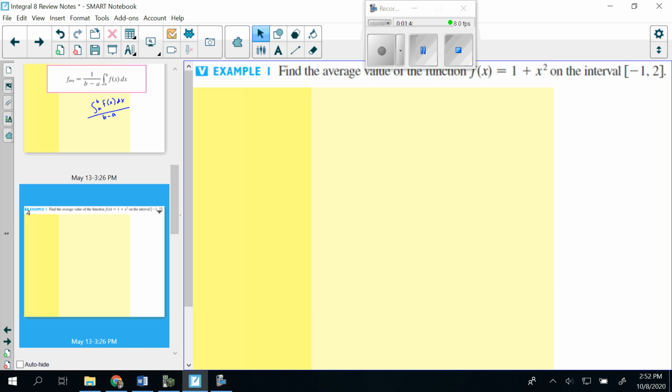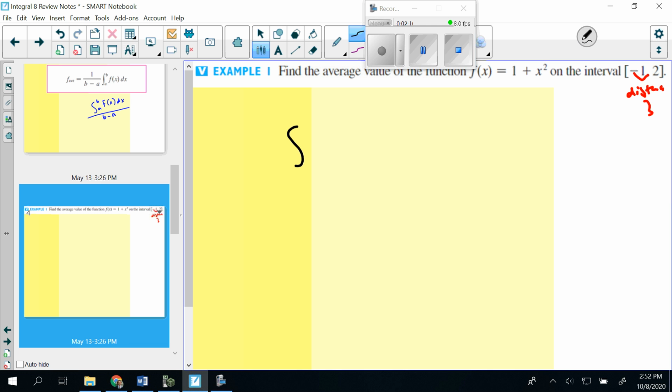Find the average value of this function f of x equals 1 plus x squared on the interval from -1 to 2. All right, so if we graphed it out from -1 to 2, we want to divide by the distance from -1 to 2, which would be this total distance here, 3. So we're going to end up dividing by 3 as we do this. But let's set it up with that equation then.